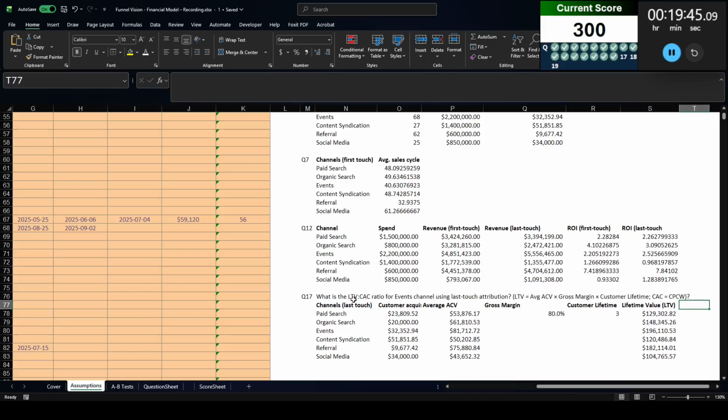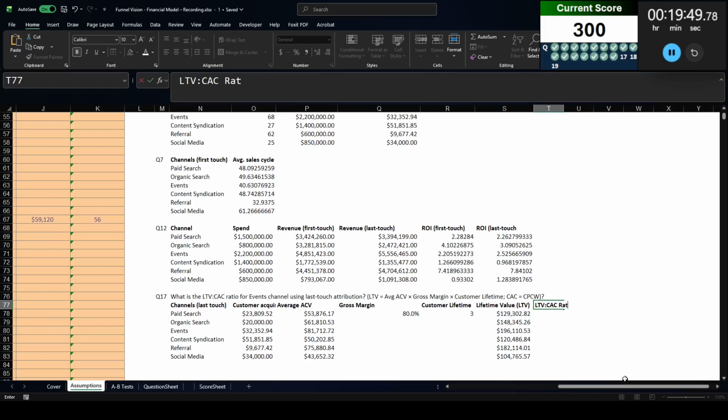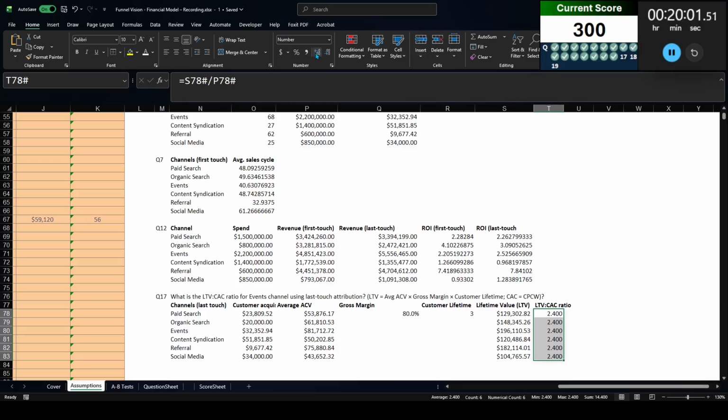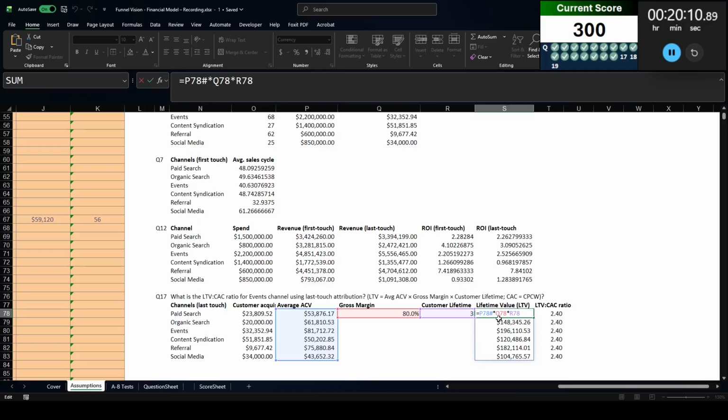And now that we have that, we can calculate this LTV to CAC ratio. So that is this lifetime value here divided by this average ACV there. And they are all exactly the same. That's a bit concerning. They shouldn't be all exactly the same. Did I do something wrong here? Oh, I did something wrong here. Yeah, okay, I did something wrong here.